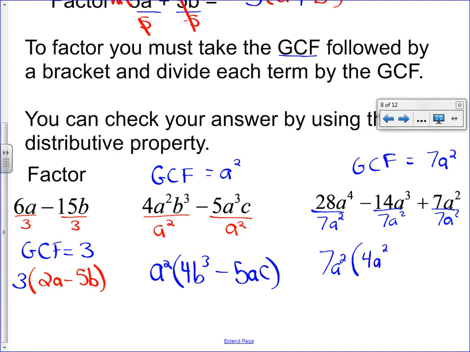4A squared. Good, because 28 divided by 7 gives me 4. 4 minus 2 gives me 2. Minus, what did you say? Minus 2A. Why do you say plus 1, Nathan? See how I have 3 terms here? I should have 3 terms inside my bracket. When you are dividing something by itself, 5 divided by 5, 10 divided by 10, you are always left with 1. So I do have a plus 1 here. Are we okay with this?